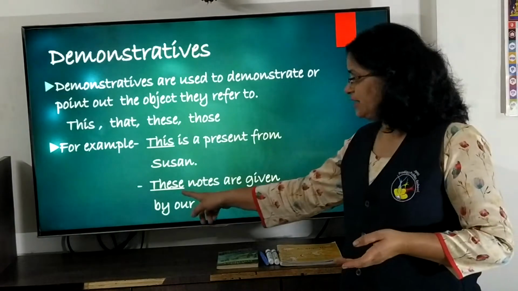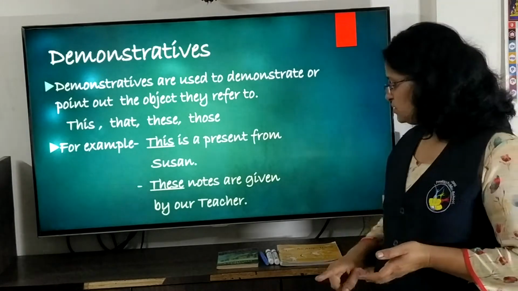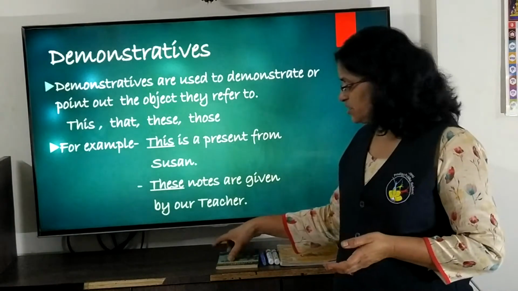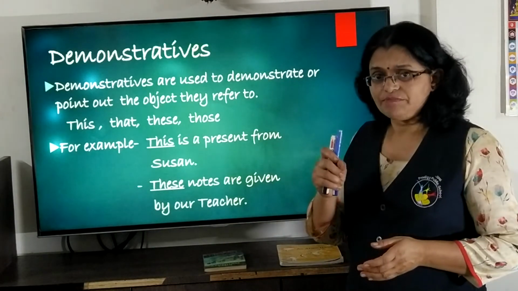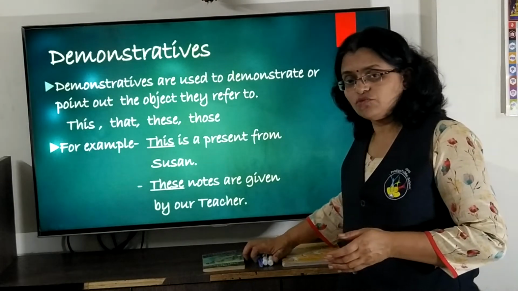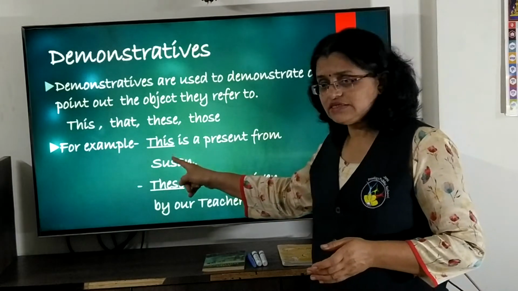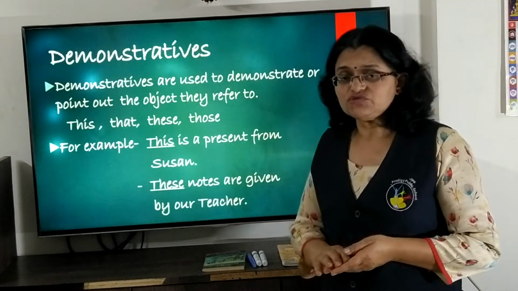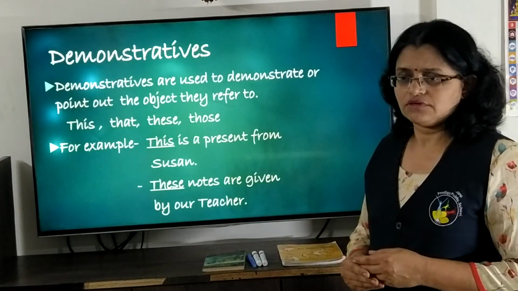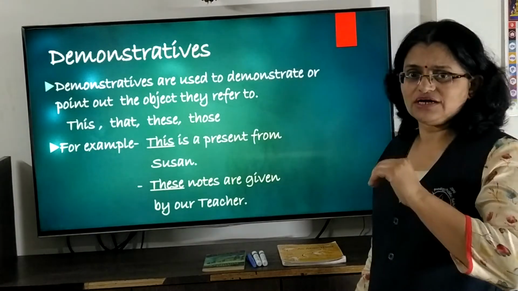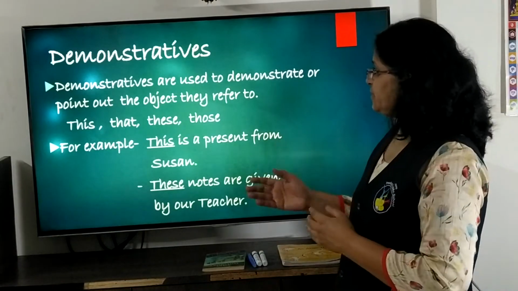Students, this and these are used to demonstrate those things which are near to us. For example, this is my book. These are my pens. So these things are near to me, near to the speaker. So these things are mentioned by the demonstratives this and these. But the things which are far away from the speaker are mentioned by those and that. For example, those are the pictures, that is a window. In this way, we use demonstratives.